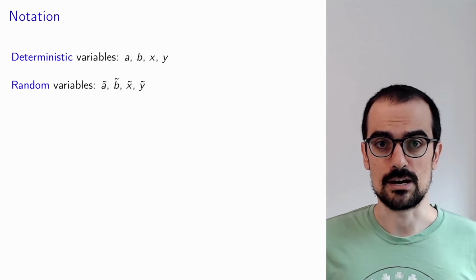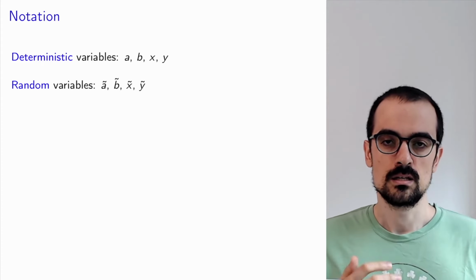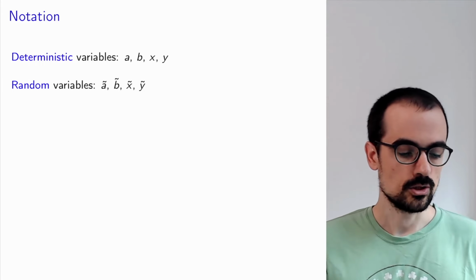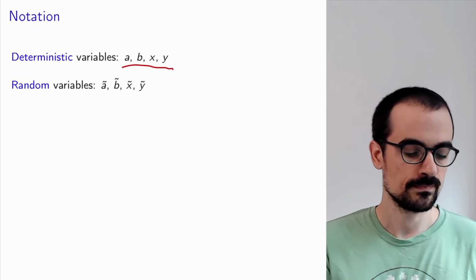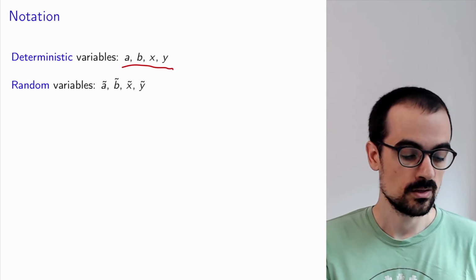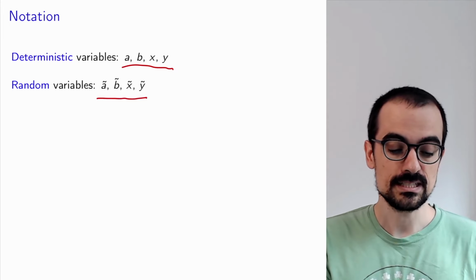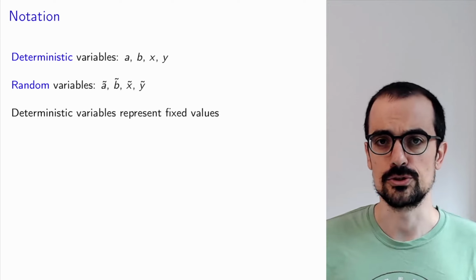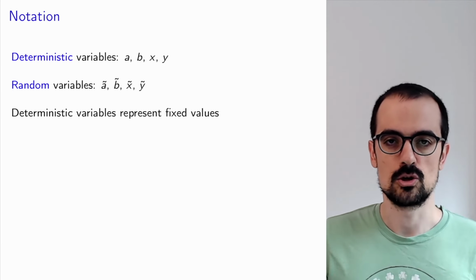Just to clarify notation, there's going to be two types of variables that we're going to be looking at. Some will be deterministic variables, and those we write as usual. Some others will be random variables, and those we're going to be writing always with a squiggly line, which is called a tilde, on top. So if you see a squiggly line, that means that we have a random variable. Deterministic variables have fixed values. You could replace them by 5 or 73 or some other fixed value.